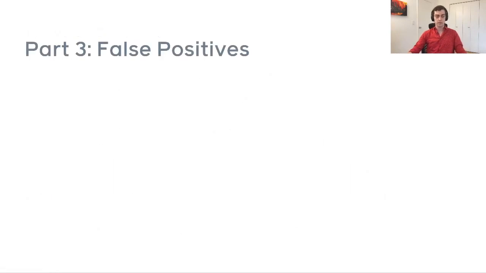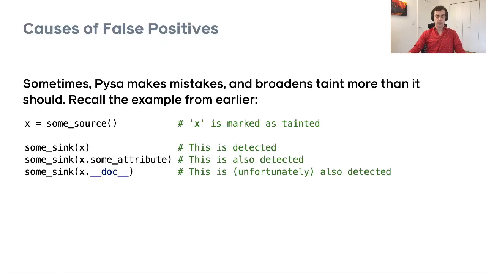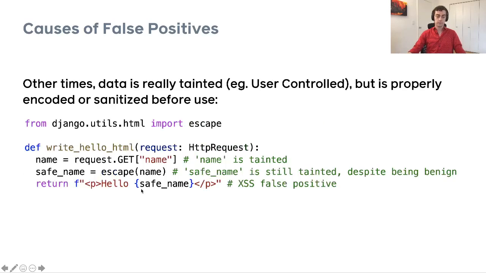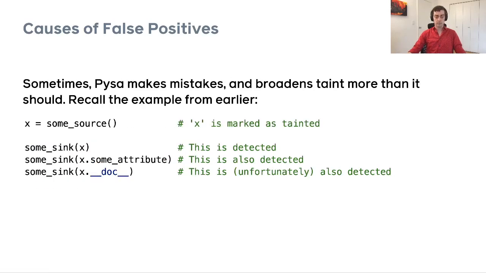So let's talk about false positives now. Like any static analysis tool, Pysa can have false positives. I already alluded to that earlier when I gave this example. Because we treated this X object as tainted, any attribute that was accessed on this object was also treated as tainted, which meant that we might end up raising an issue for something like __doc__, which is clearly not a problematic flow. So that was an example of a false positive.